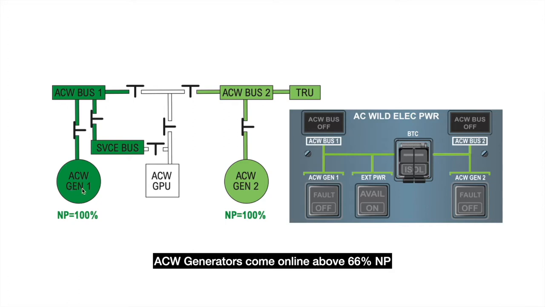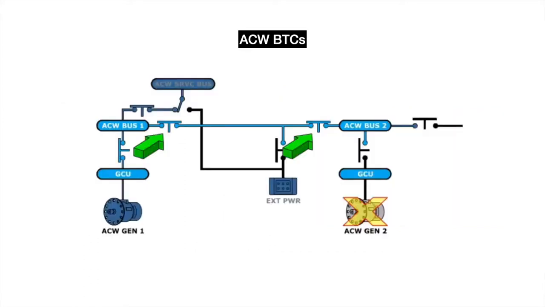AC wild generator 1 supplies the AC wild bus 1, which also supplies the AC wild service bus. AC wild generator 2 supplies the AC wild bus 2, which further supplies the TRU, or the transformer rectifier unit. There are two BTCs, or bus tie contactors, in this network, which are connected in series. So you can see this is the first one and this is the second one. These BTCs are also controlled by the BPCU, or the bus power control unit. Both the BTCs open or close at the same time.